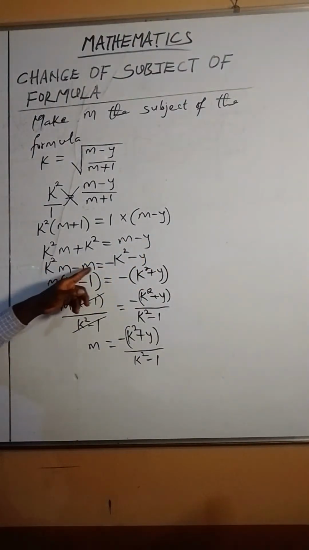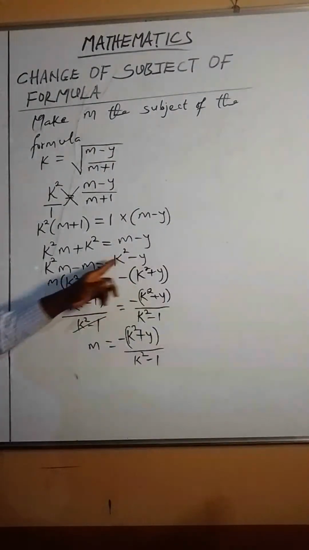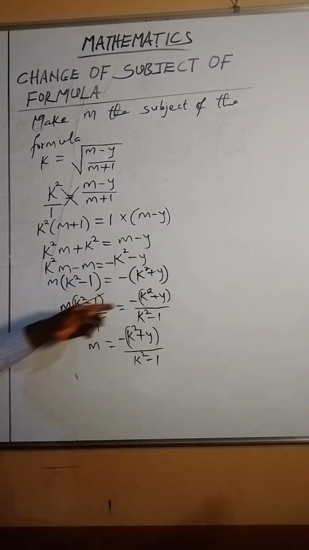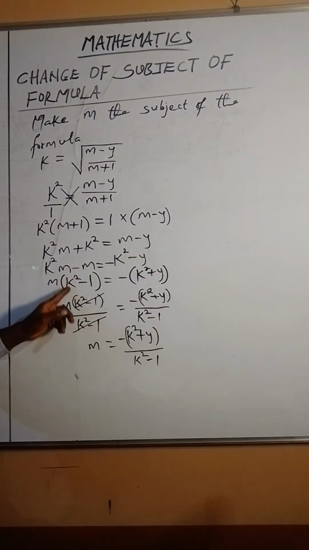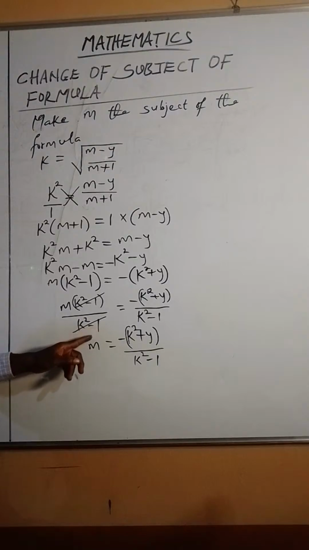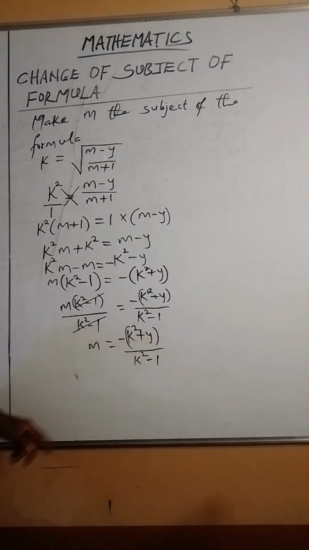Right? So here we can factorize out the m, leaving only k squared minus 1 inside the bracket. Then on the other side we can factorize out the minus 1, leaving k squared plus y. Dividing both sides by k squared minus 1, we are left with only m, because k squared minus 1 cancels k squared minus 1. So m equals minus k squared plus y, divided by k squared minus 1. This is the solution to question number 1 this evening.